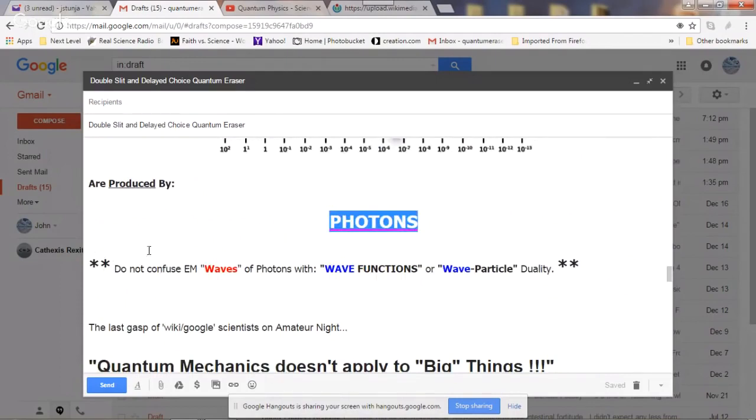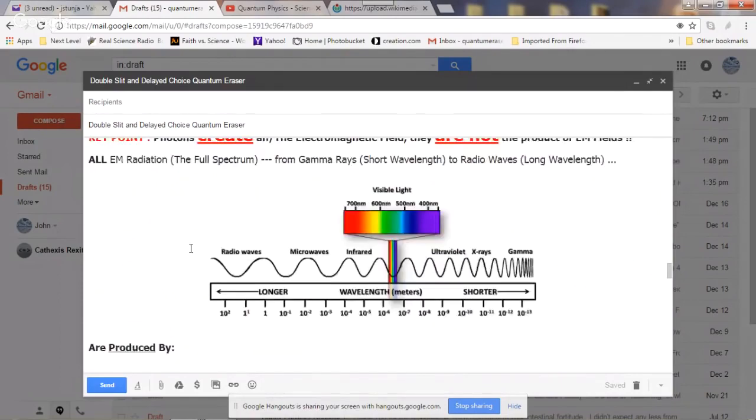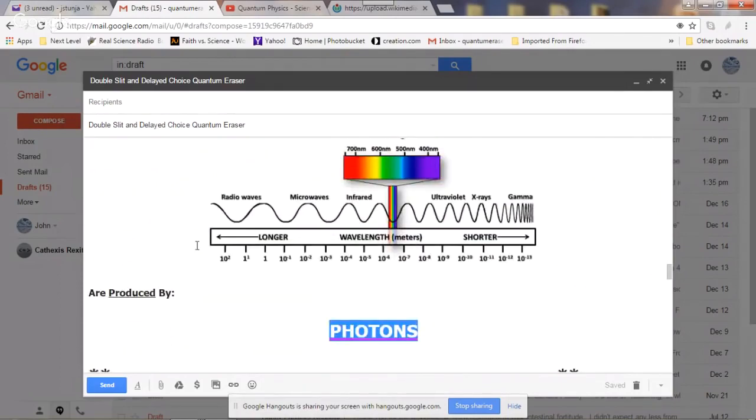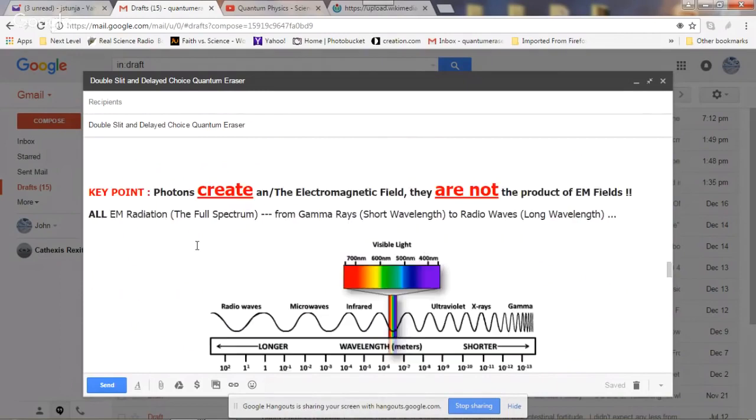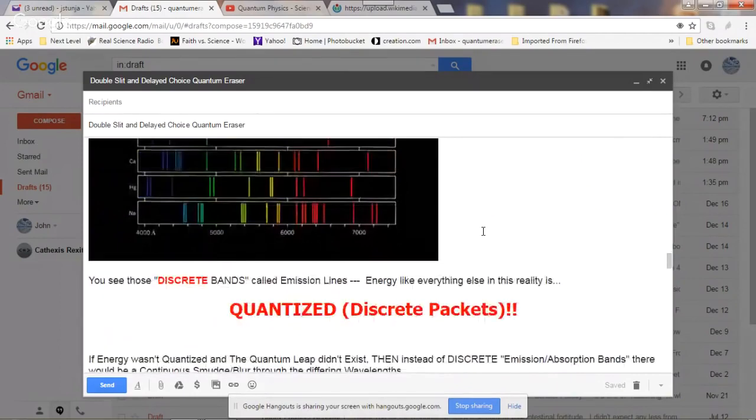Yeah, there's a bit of a disconnect there. Sometimes I've seen that. That's a very important concept to understand. And it goes back up to the emission and absorption spectra.